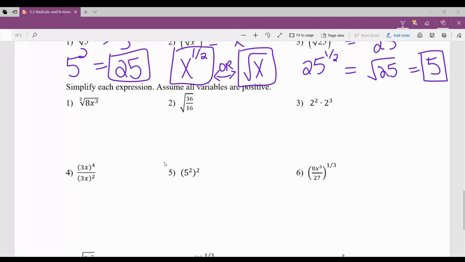Okay, so this is where we have to look and see what's the easiest way to approach this, and then we can go from there.